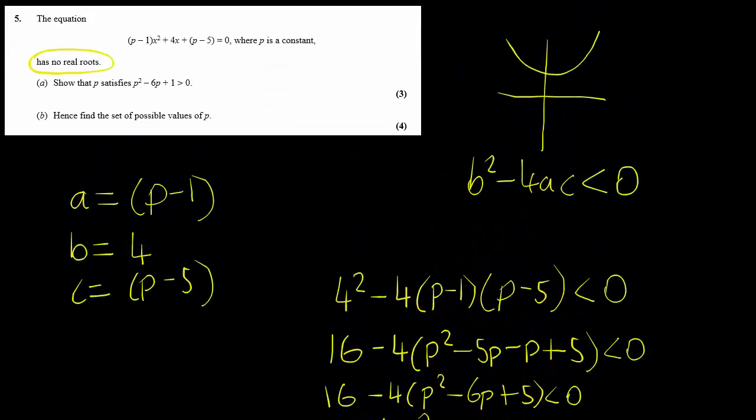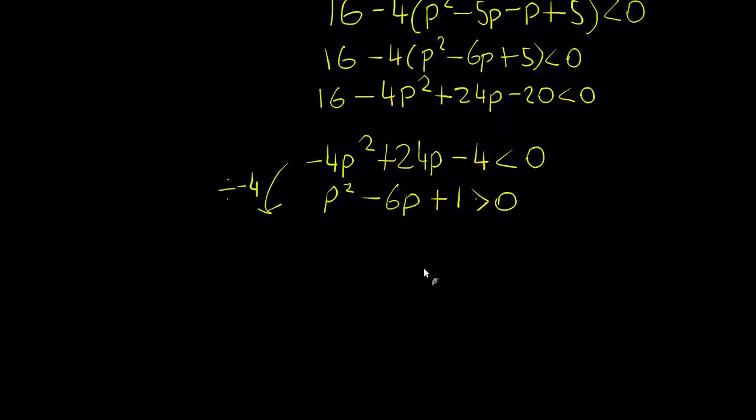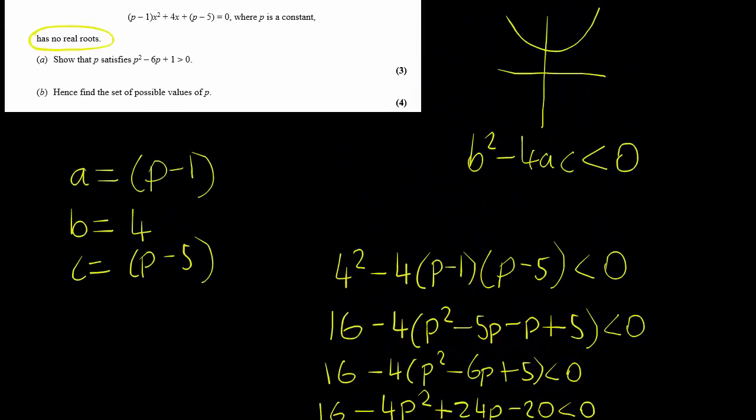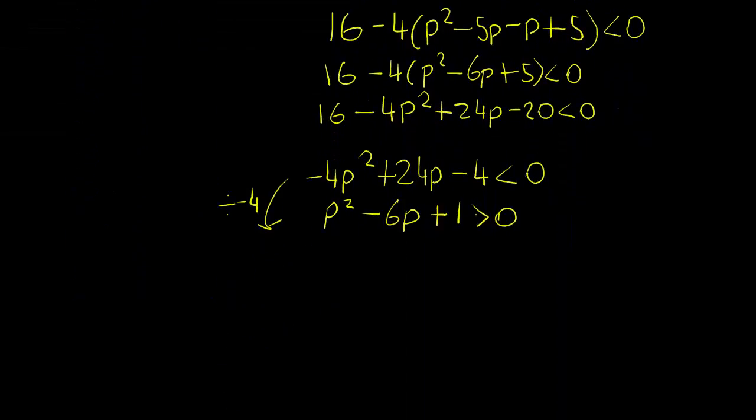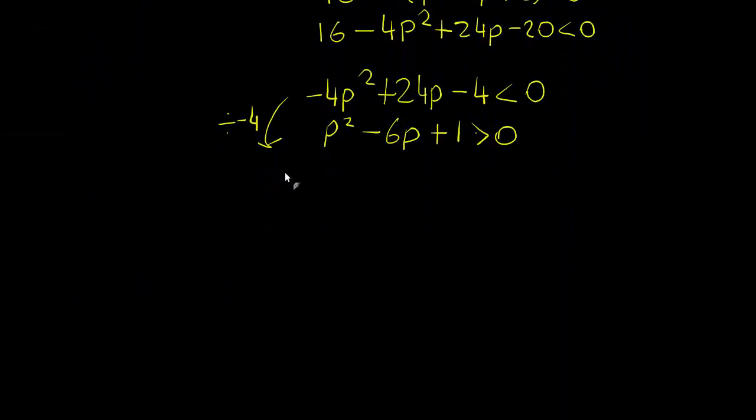Part B: hence find the set of possible values of p. That's essentially asking us to solve this inequality. It's important to notice that if you couldn't do part A correctly, you would still get all the marks for part B, because they've given you the finished equation, and you just use that one and then find the values for p. The first thing to do is to factorise it.